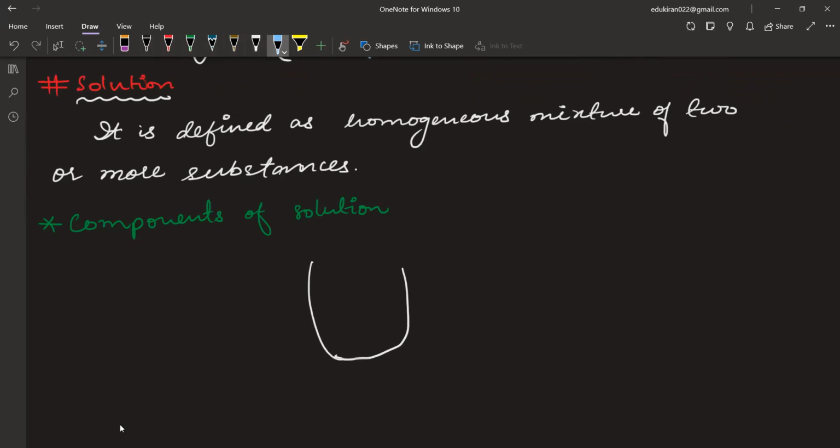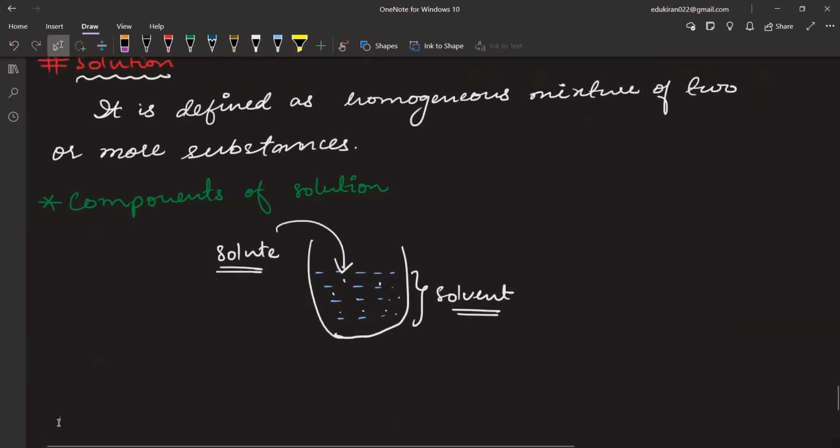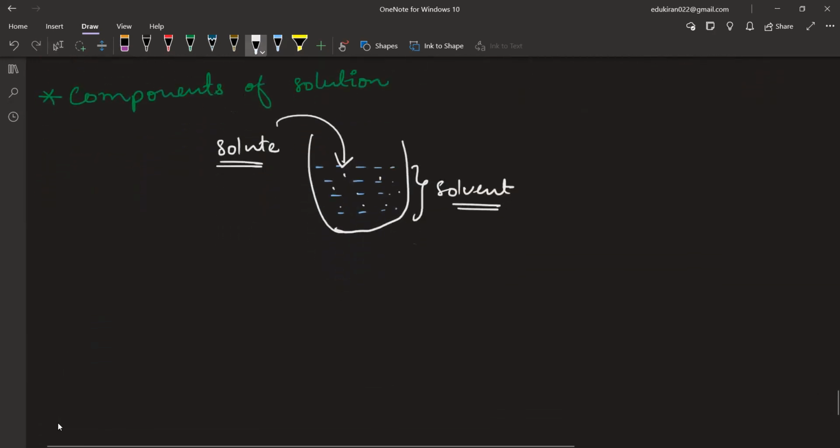container like this, fill it with water, then I add something here. Okay. There are some solute particles. So we have solute, and solute is added to solvent. Solvent is always in the larger amount and solute is always in the minor amount. You'll write here. The number one component is solvent.